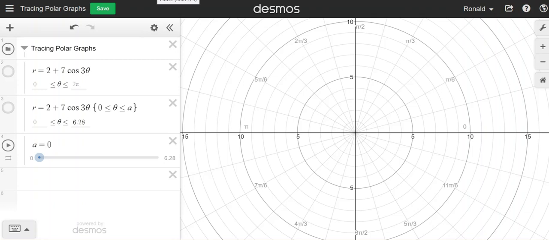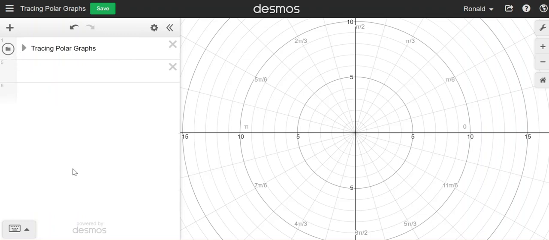In this video, I am going to demonstrate how to graph polar curves in Desmos. So I have uploaded this particular Desmos spreadsheet into More, so you should have access to it. And the first thing that you should notice is that it's going to look like this. Tracing polar graphs will show up here.